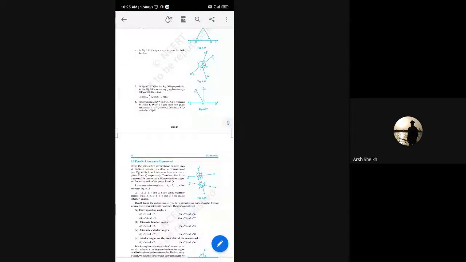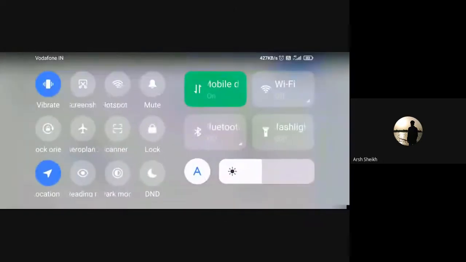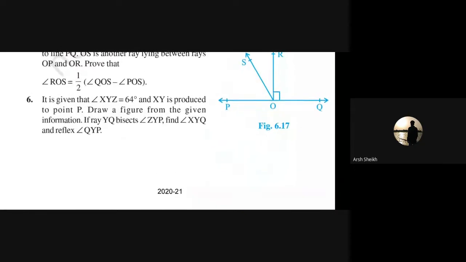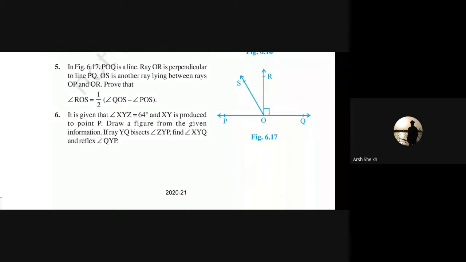Now you can see question number 6. It is given that angle XYZ is equal to 64 degrees and XY is produced to point P. Draw a figure from the given information. If ray YQ bisects angle ZYP, then find angle XYQ and reflex angle QYP.